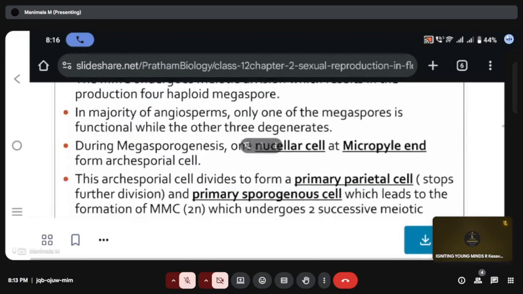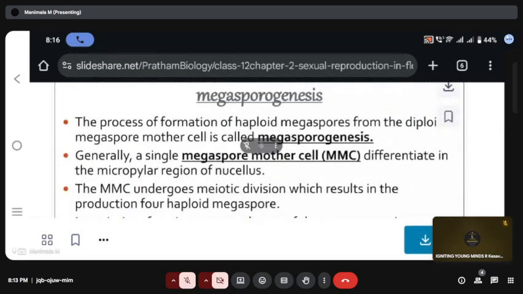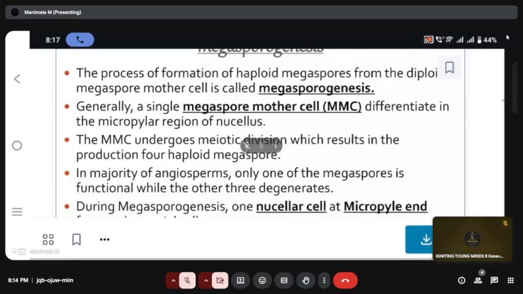So shall I recap one more time? Yes, ma'am. You just tell me if you are missing a point, and I will come to it. Ma'am, I will say from the definition. It is a process in which haploid megaspores are formed from the diploid megaspore mother cell. In this, the archesporial cells towards the micropylar end divide to form the primary parietal cell and the primary sporogenous cell.